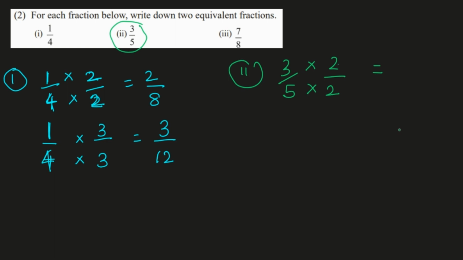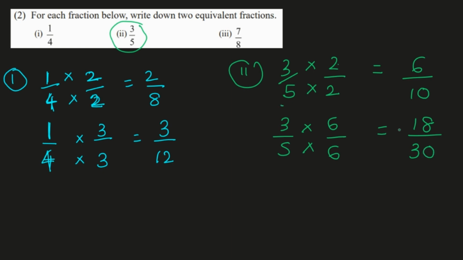Then 3 into 2, it's 6. 5 into 2, it's 10. I'm writing down the same thing again. And this time I'm going to multiply both the numerator and the denominator by 6. Then 3 into 6, it's 18. And 5 into 6, it's 30.